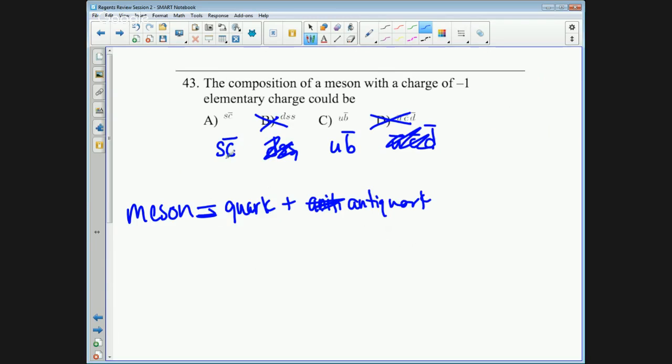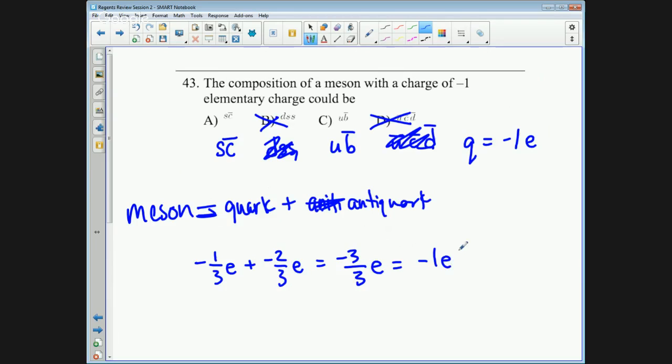So it's either strange and anti-charm or up and anti-bottom. Now we just need to figure out which one is equal to -1. The charge needs to be -1 elementary charges. A strange quark has a value of negative 1/3, and an anti-charm has a value of negative 2/3. This equals negative 3/3, which equals negative 1 elementary charges. So this is for strange and anti-charm. Okay, so the answer is A.